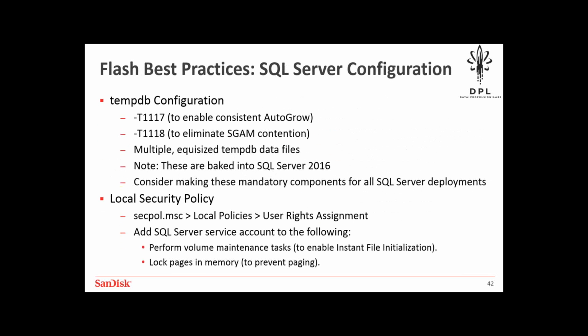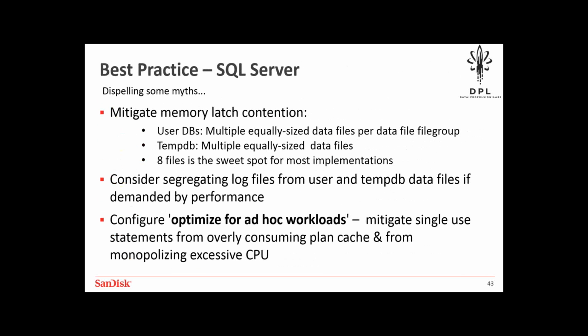So again, these are fundamental. Nothing specific to Flash here. But they're important for high-performance apps, whether you're using spinning media or Flash. Some more, mitigating memory latch contention. Not just tempdb, as we just discussed, but for user DBs, multiple equally sized data files per data file group. And it turns out 8 files is the sweet spot for most implementations. So as I have come to the new job and I've looked at some of our benchmarking databases, for those designed to test OLTP, I am reconfiguring all of our benchmark databases and configuring them with multiple data files.